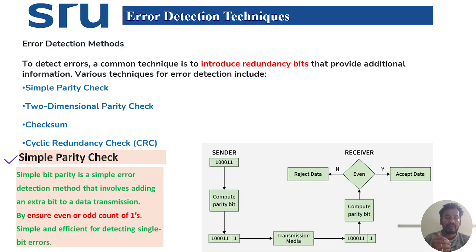This is one of the simplest methods in error detection, and it is also efficient for identifying errors in data transmission. Coming to the next, the two-dimensional parity check.